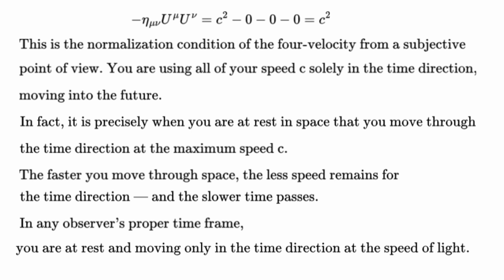This is the normalization condition of the four-velocity from a subjective point of view. You are using all of your speed c solely in the time direction, moving into the future. In fact, it is precisely when you are at rest in space that you move through the time direction at the maximum speed c. The faster you move through space, the less speed remains for the time direction, and the slower time passes. In any observer's proper time frame, you are at rest and moving only in the time direction at the speed of light.